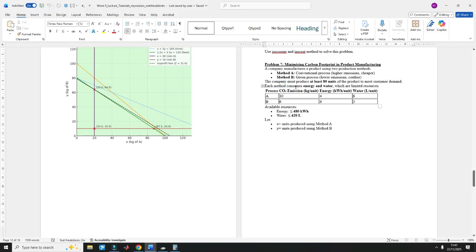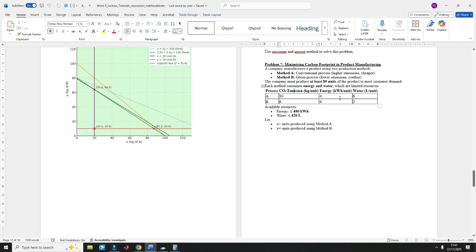And then each method consumes energy and water. Yeah? So these are some constraints that you have. And then we have some other details. Yes, the process of CO2 emission. So this is something related to your cost function. So if you manufacture 1 unit of A, you emit 10 kgs of CO2. If you manufacture 1 unit of B, you emit 6 kgs of CO2.